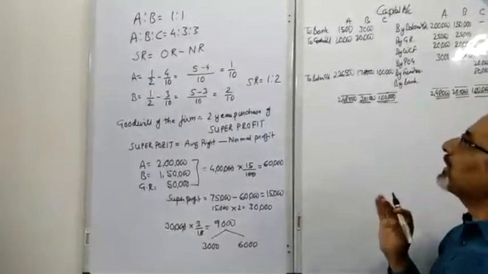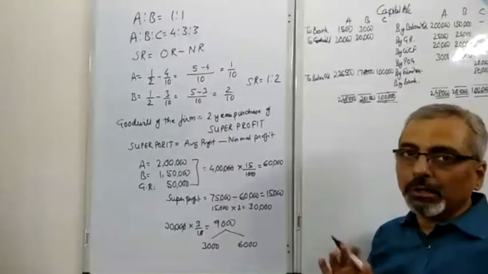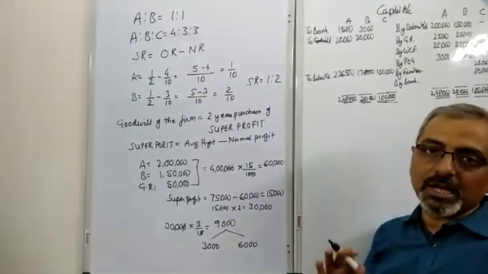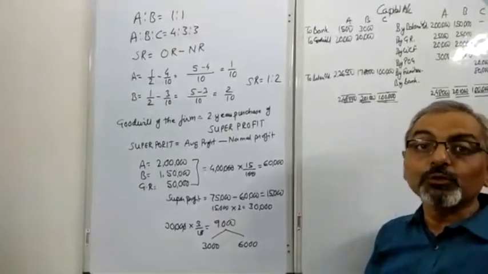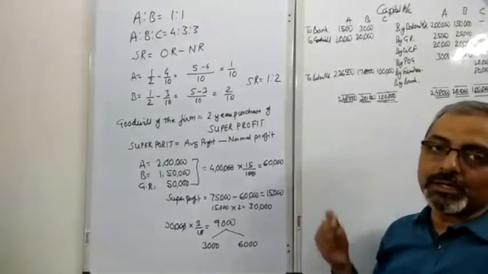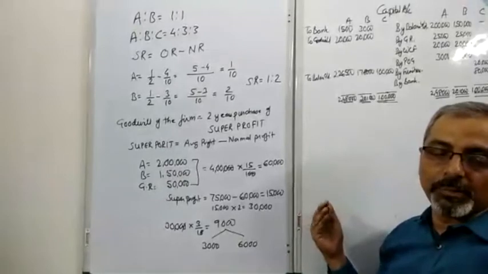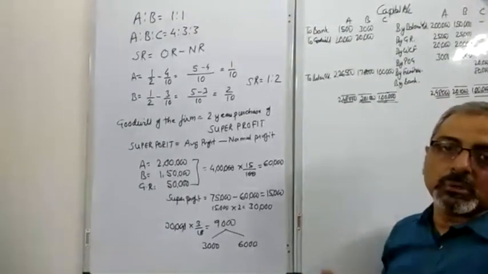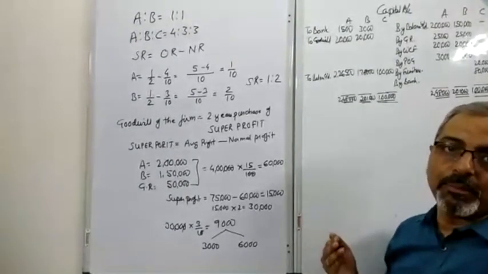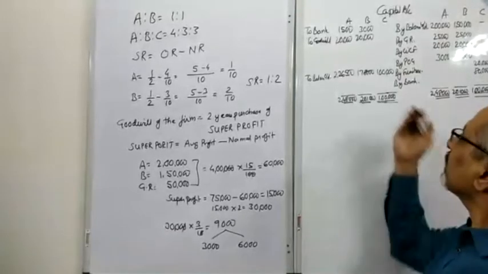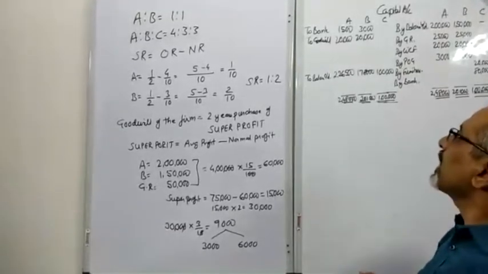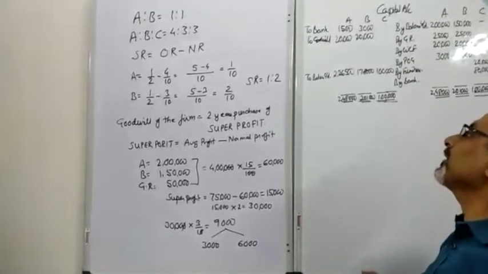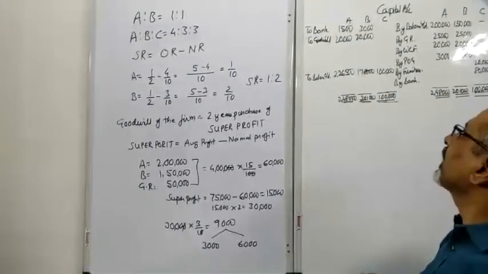So after preparing the capital account, though the question did not ask to prepare the capital account, they have just asked us to prepare the balance sheet of a new firm. But I have told you that unless we prepare the capital account of the partners, we will not be in a position to understand what is the capital balance of the three partners. So we can see over here the capital balance is 2,26,500, 1,78,000 and 1 lakh.